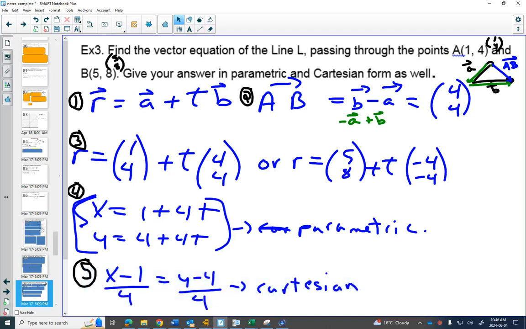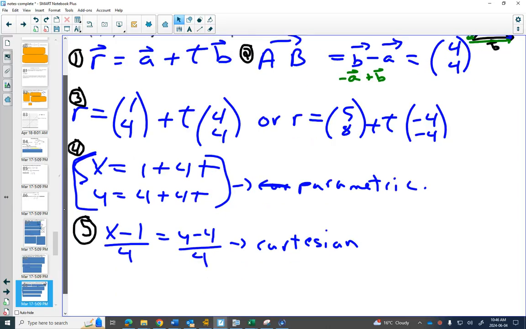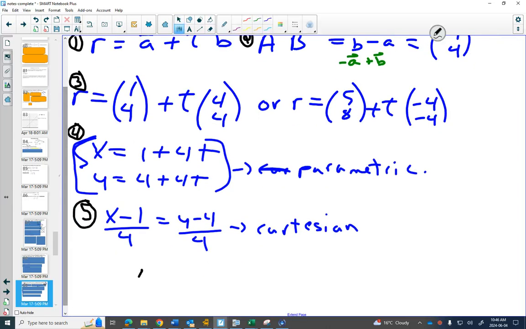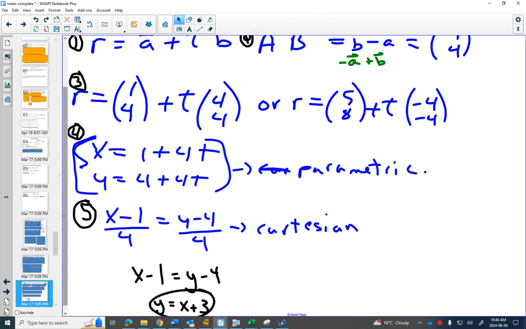Solving for t, notice that you're dividing by 4 on both sides. If they were both 1s, it would be exactly the same. This one, in fact, is really easy. I can multiply both sides by 4. There's y equals mx plus b for this line. Y equals x plus 3.